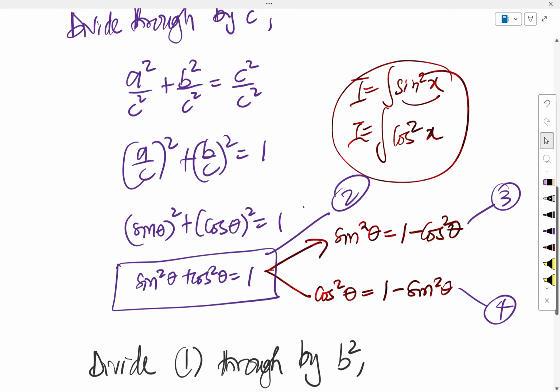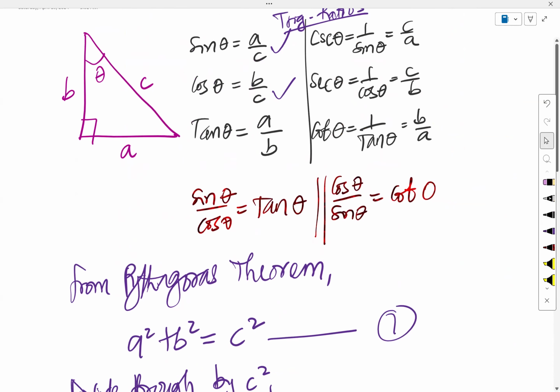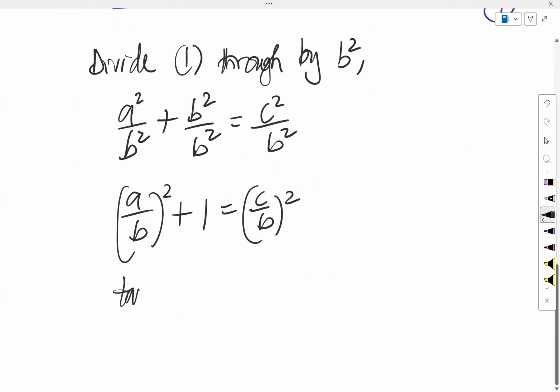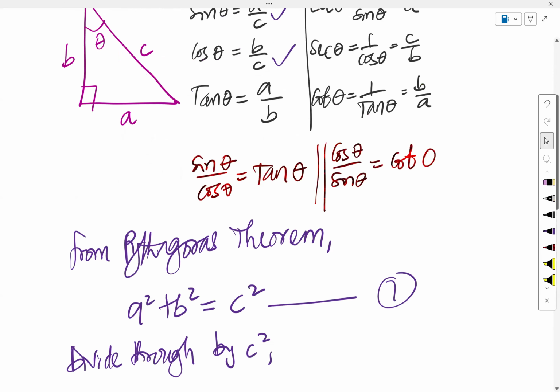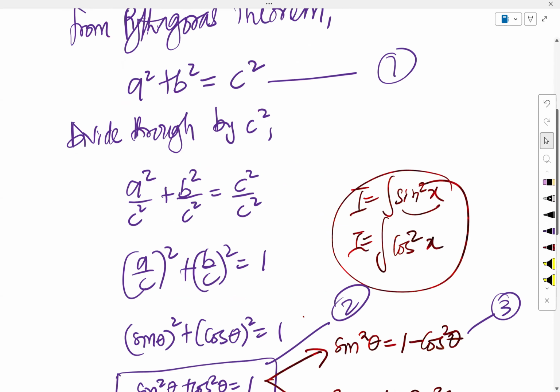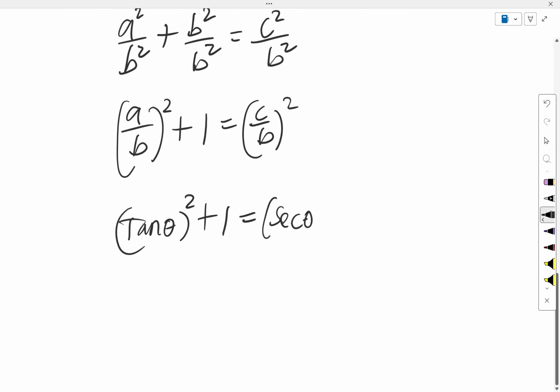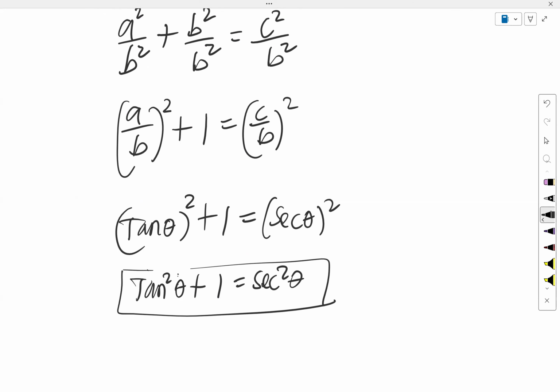Now, what do we see? A over b is tan theta. So we have tan theta all squared plus 1 equals c over b. If you check up there, c over b is sec theta, so this is sec theta all squared. So what do we see here? Tan squared theta plus 1 equals sec squared theta. So you see, this idea is also useful when you differentiate things like the inverse of tan theta. So this information can be pretty useful. So you see, this is another identity here.